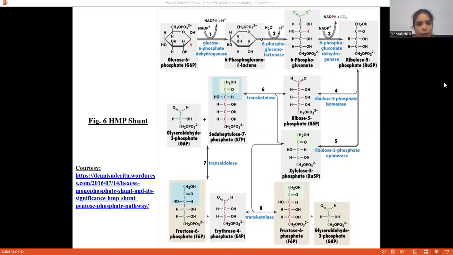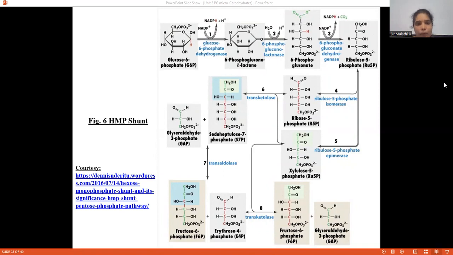So HMP shunt is one of the major important pathways whose precursor molecule is glucose. From glucose we will be producing different pentose sugars, especially ribose. And ribose will be utilized for different purposes. So we'll see that in the significance of HMP shunt.